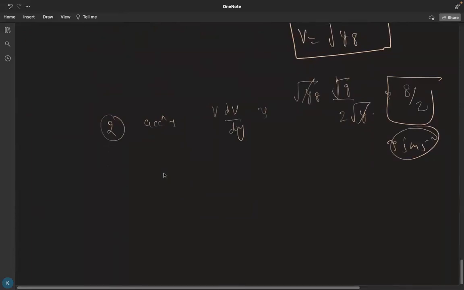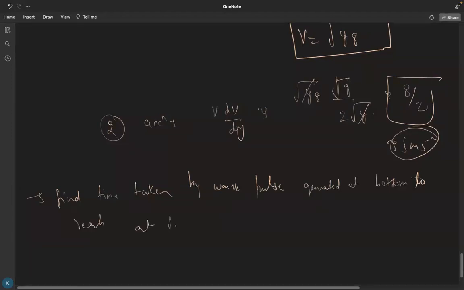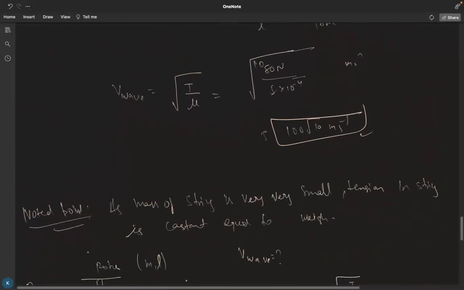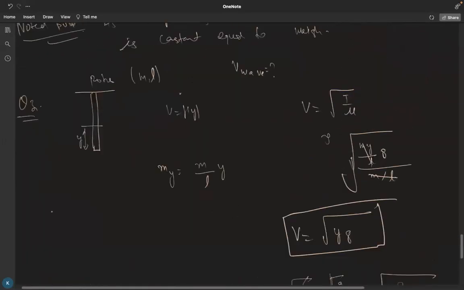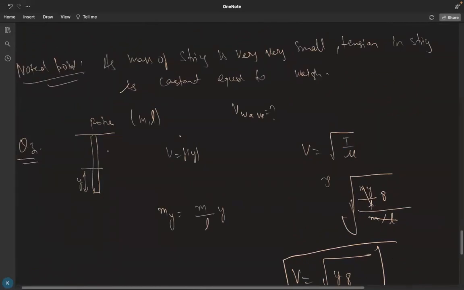Now there is a question I actually want to discuss with you all. On the same question, if I ask you to find the time taken by a wave pulse generated at the bottom to reach the top position, how can you find it in this question? We have the same question, actually the third question in this part. In that one the wave starts from there. So how long does the wave take to reach the top position?